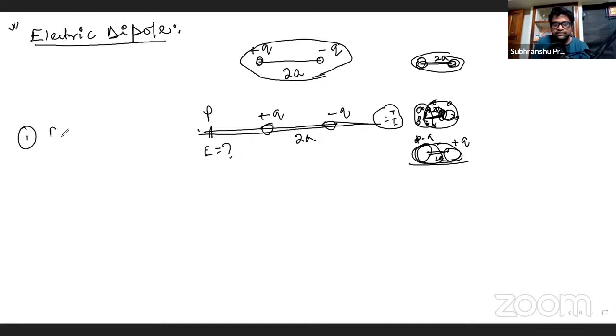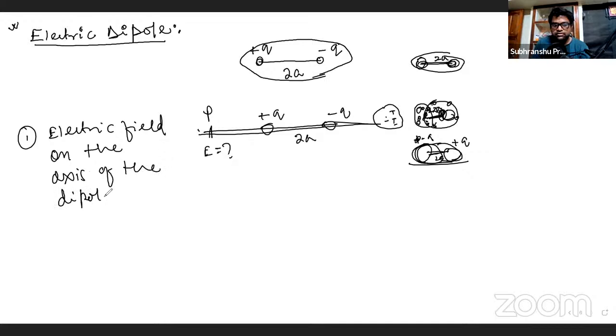The first case is the electric field at points on the axis of the dipole. Now the second case we will discuss: either the axial case will come for the dipole or the equatorial case will come for the dipole. Either axial or equatorial.